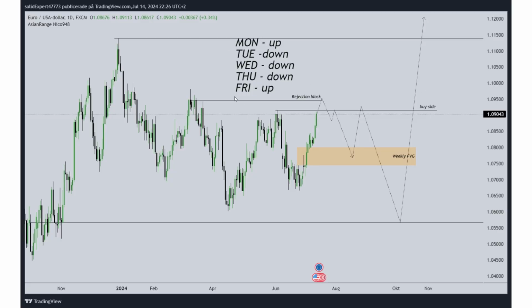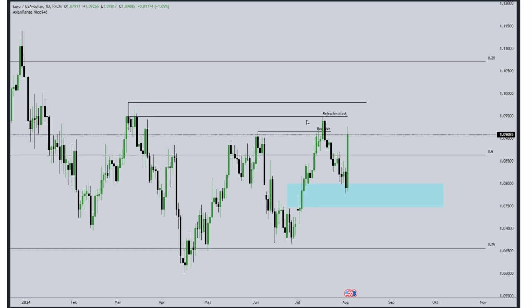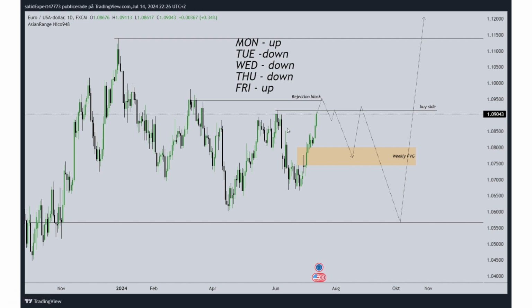So here was my bias, right? I sent it out on Twitter, I sent it out everywhere, TikTok or whatever. Here's how it delivered. Here's without the annotations, and here's with the annotations, so you can see we reached up for the rejection block right there, took out the buy side, and then reached down lower, precisely like I showed in my bias. So I wanted us to go to the rejection block right there, deliver lower, reach for this buy side again, because we had a specific level right there. Reach down lower because we're crossing off this, and then deliver upwards. This is the weekly fair value gap, as you see right here. Then deliver lower.